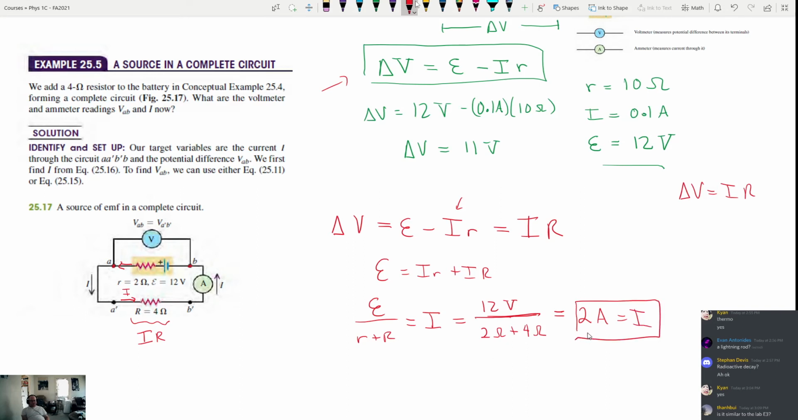We could then use this current and say we know delta V from before was equal to I times R. So if we just take 2 amps and we multiply by big R, which was 4, then we get that the potential difference delta V, which is going to be read out by the voltmeter, is going to be 8 volts. Pretty tricky stuff. Anyone have any questions?